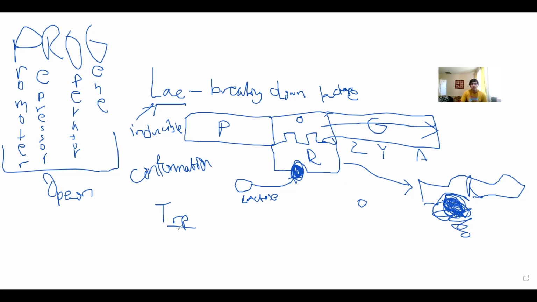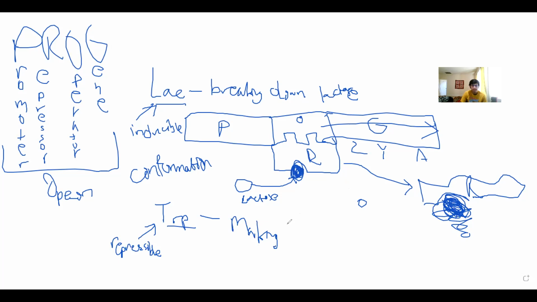Okay. So now with the Trp operon, it's kind of a similar concept, except this is a repressible operon, and we'll see why. It's kind of like the opposite of the Lac Operon, and the Trp operon is responsible for making tryptophan. If you guys remember, tryptophan is one of the amino acids, I believe.